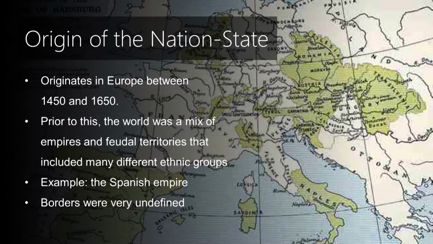So the idea of nation states begins in Europe between the years 1450 and 1650. So before this period where you really begin to see nation states, most of the world was a mix of different kinds of empires and feudal territories. A feudal territory is a place ruled by a king or a noble. And a lot of these areas tend to have many different ethnic groups. An example of this might be the Spanish Empire. So the Spanish had their lands in Spain, where most people who were there were Spanish, but they also had territories in the New World, in North and South America, and that was a very diverse place.